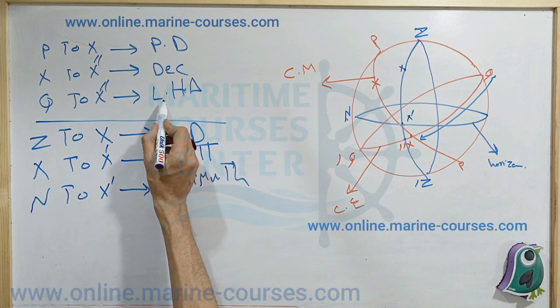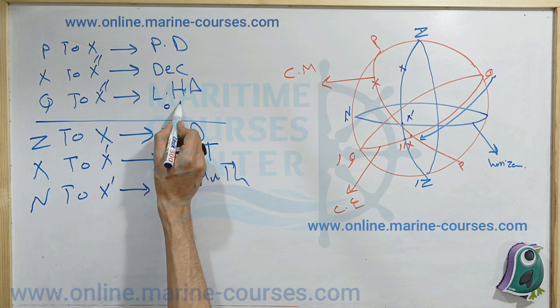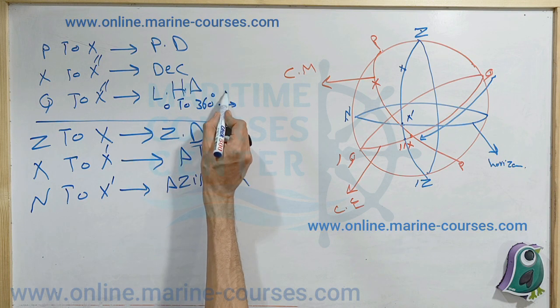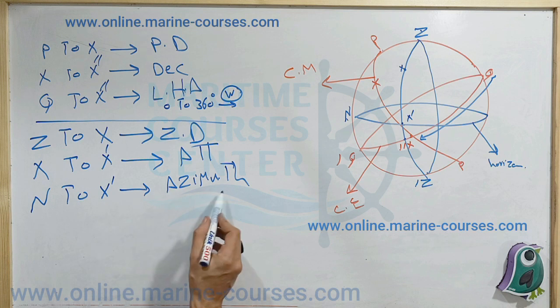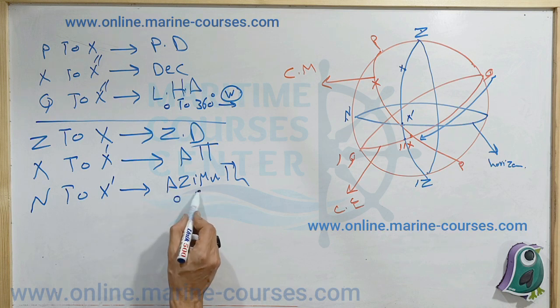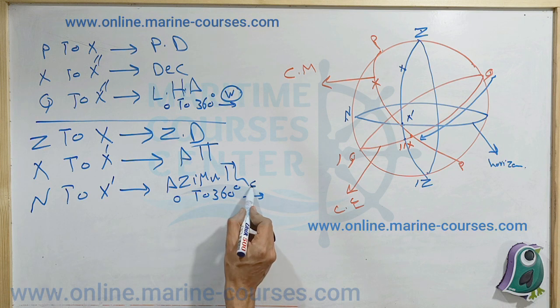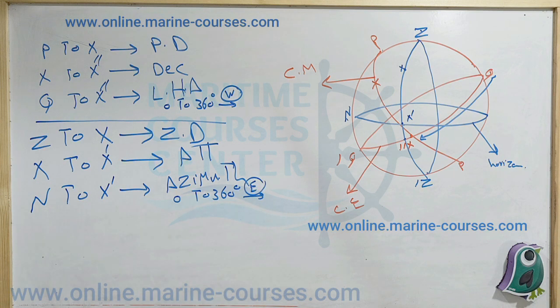I want you to make sure that local hour angle is measured from 0 to 360 in the direction westward, and this azimuth from 0 to 360 eastward, okay.